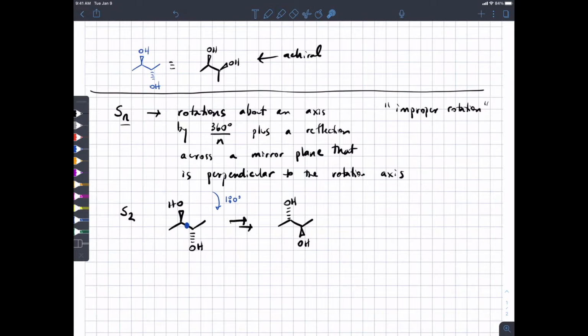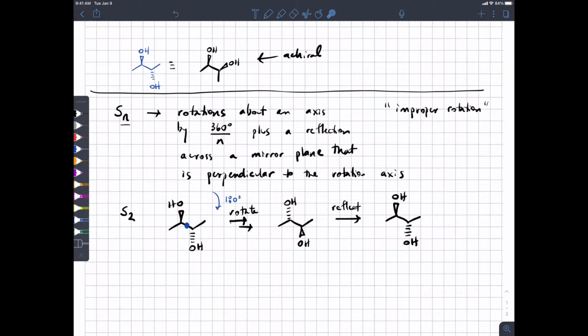And remember, our axis is coming out of the page and going into the page. So this was the rotate part of the operation, then we need to reflect through a mirror plane that is perpendicular to our axis, and that would just be the page. So if we allow the page to be our mirror plane, this OH group, which was back, will now be up, and this OH group, which was up, will now be back. And we now have our molecule again. So this molecule has S2 symmetry.